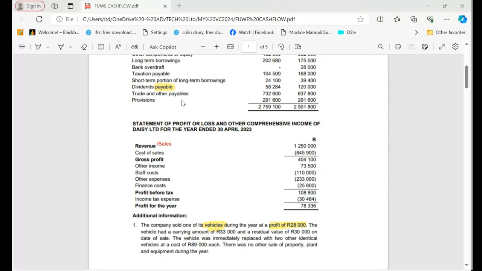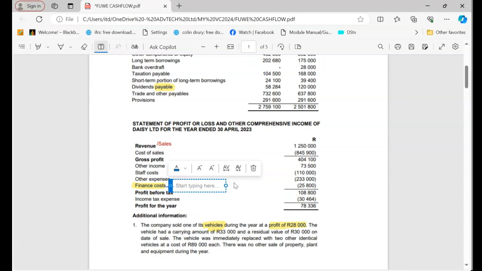Can you see the finance cost? Check here. Can you see the one that I highlighted? Yes, I see it. This one. Yes, I see it.